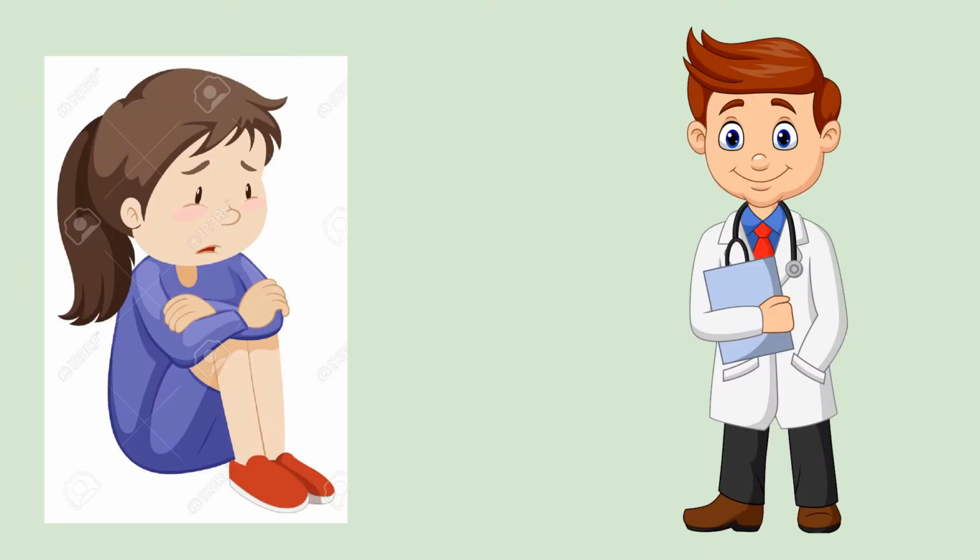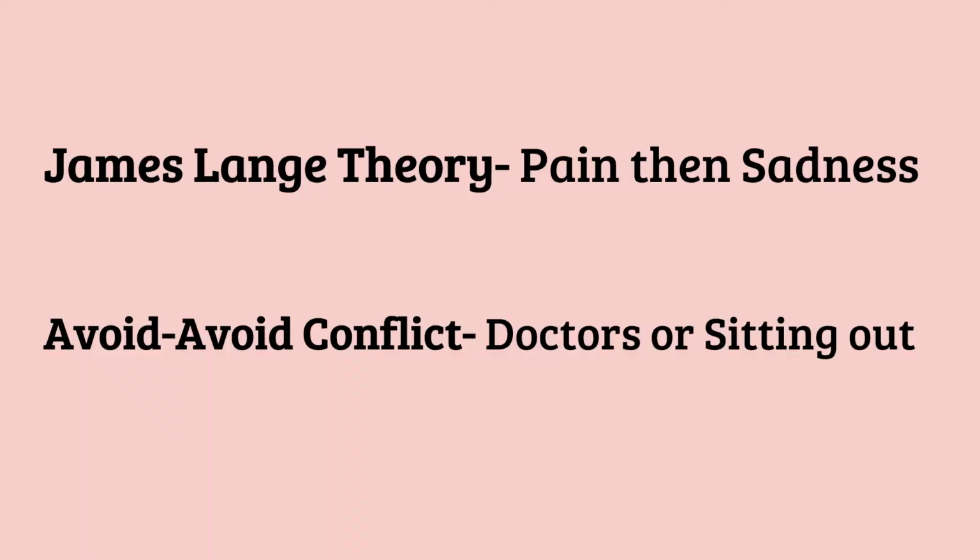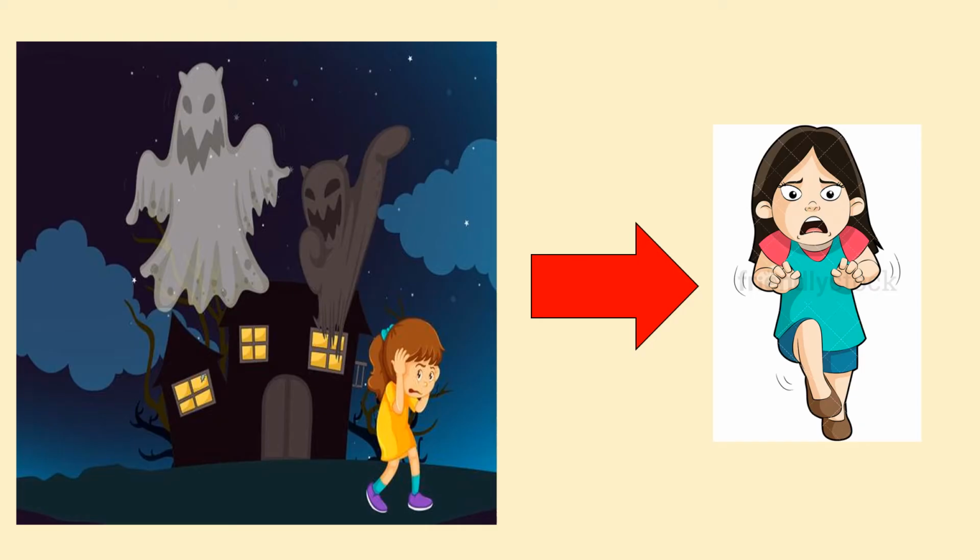Jill first feeling pain and then feeling sad is known as the James-Lange theory, which states that an event causes physical arousal first and then causes an emotion. The choice she had to make is known as the avoid-avoid conflict, where there are two undesirable options that Jill will have to pick from.